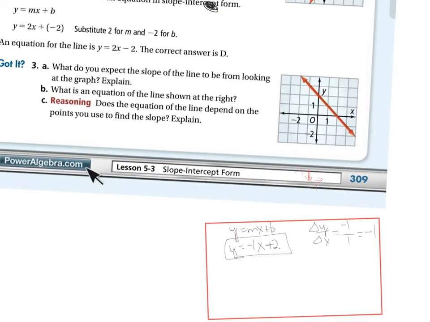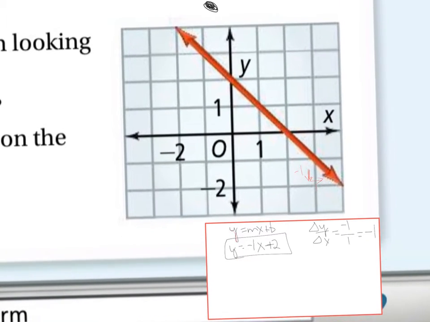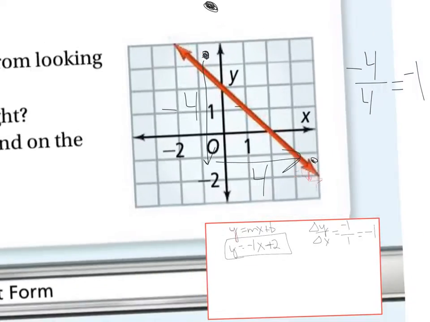If we look at their part C, does the equation depend on the points you use? And the answer is no, because we have a straight line here. Our slope is the same. Okay, the steepness of the line doesn't change if I pick 2 points close together or further away. Like I said, we'd go down 1 over 1, we could go down 2 over 2. We could pick a point up here and down here. We could say 1, 2, 3, 4, down 4, and over 4. Okay, negative 4 over 4 still is negative 1. So there's not any magical 2 points that we have to pick in order to get the right slope for the problem.